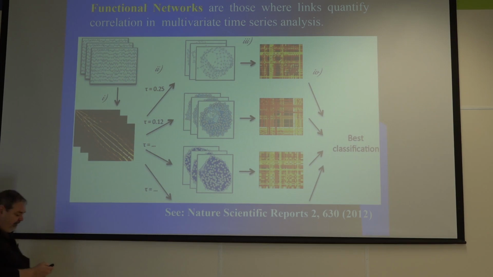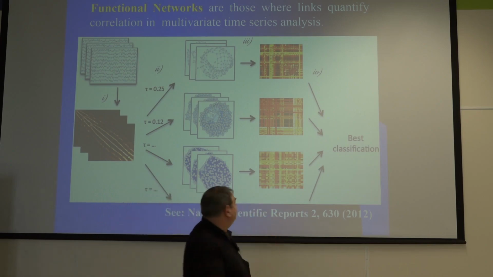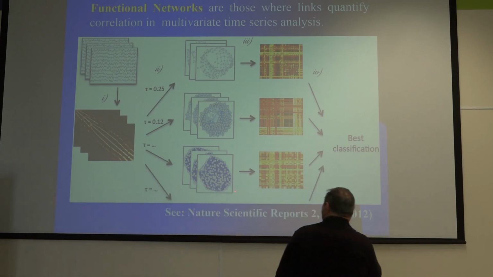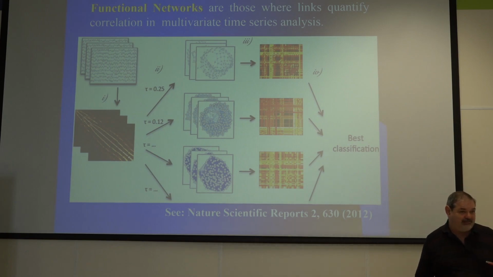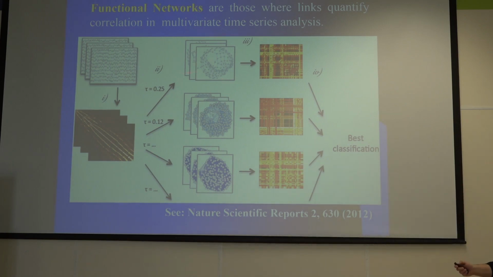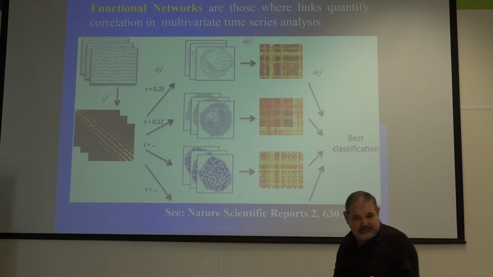Then the second step: I put a threshold and I binarize my matrix. All that is below the threshold I put to 0, all that is above the threshold I put to 1. And so I get a network, which of course depends on the threshold I'm choosing. If the threshold is high, the network will be sparse. If the threshold is too low, the network will be dense. Okay?